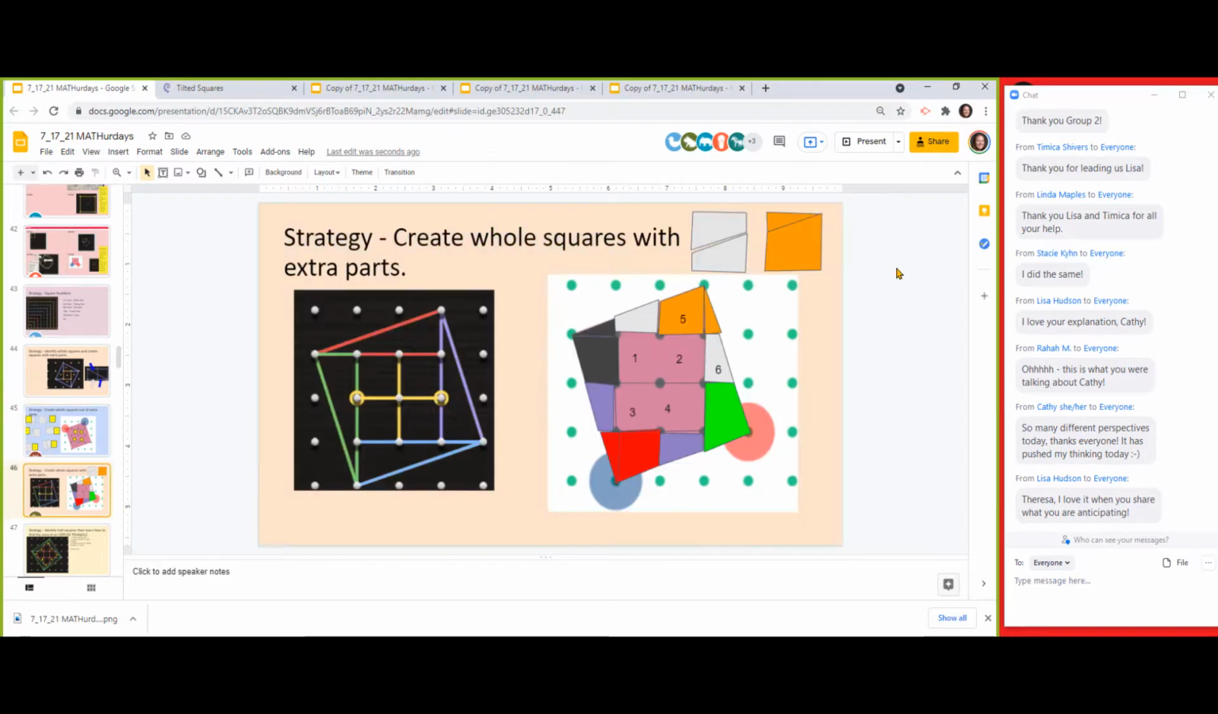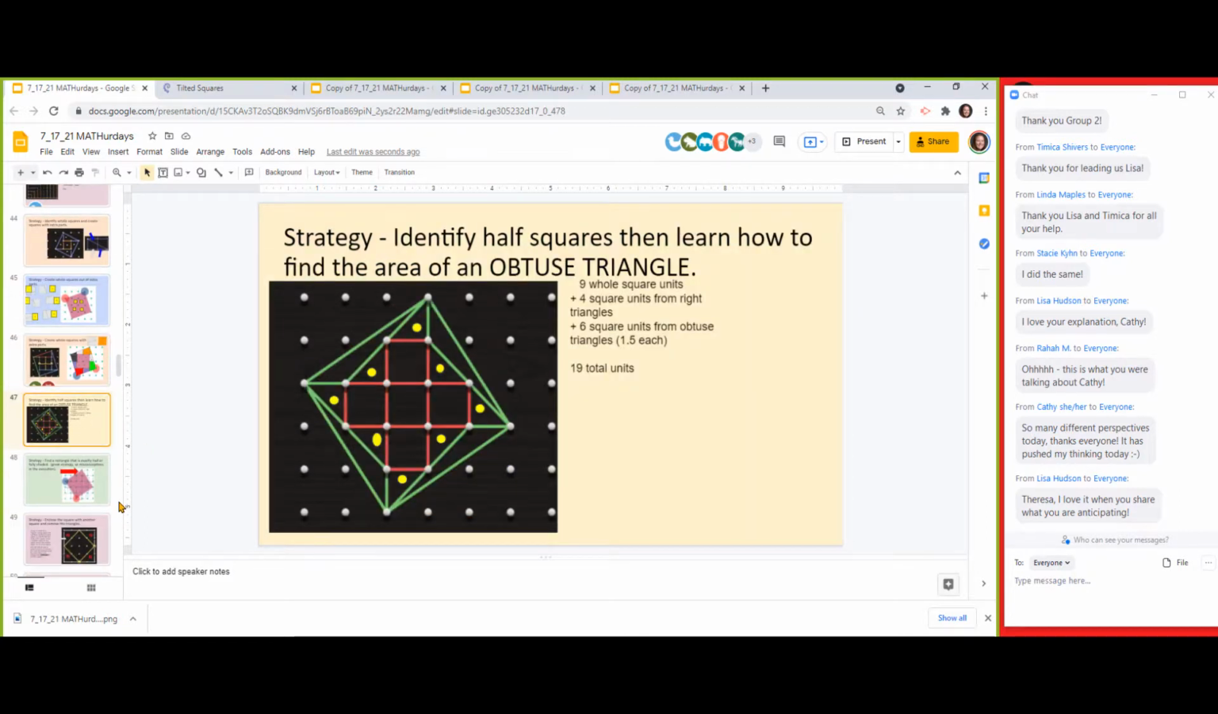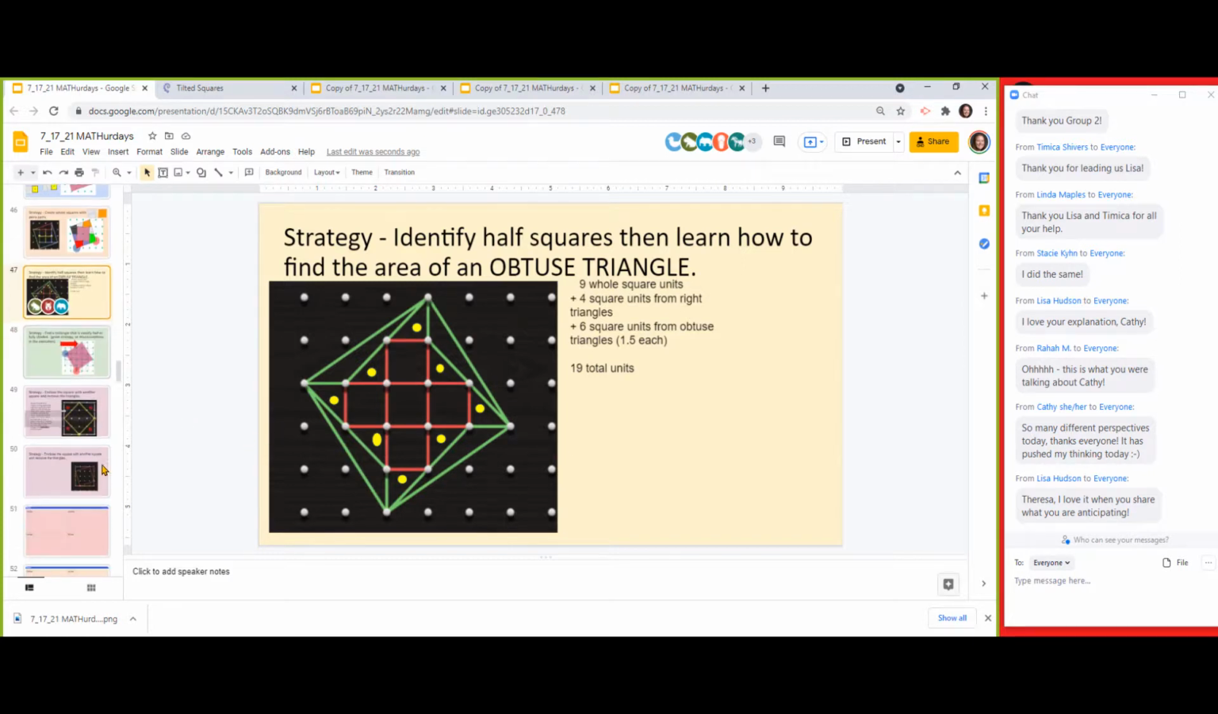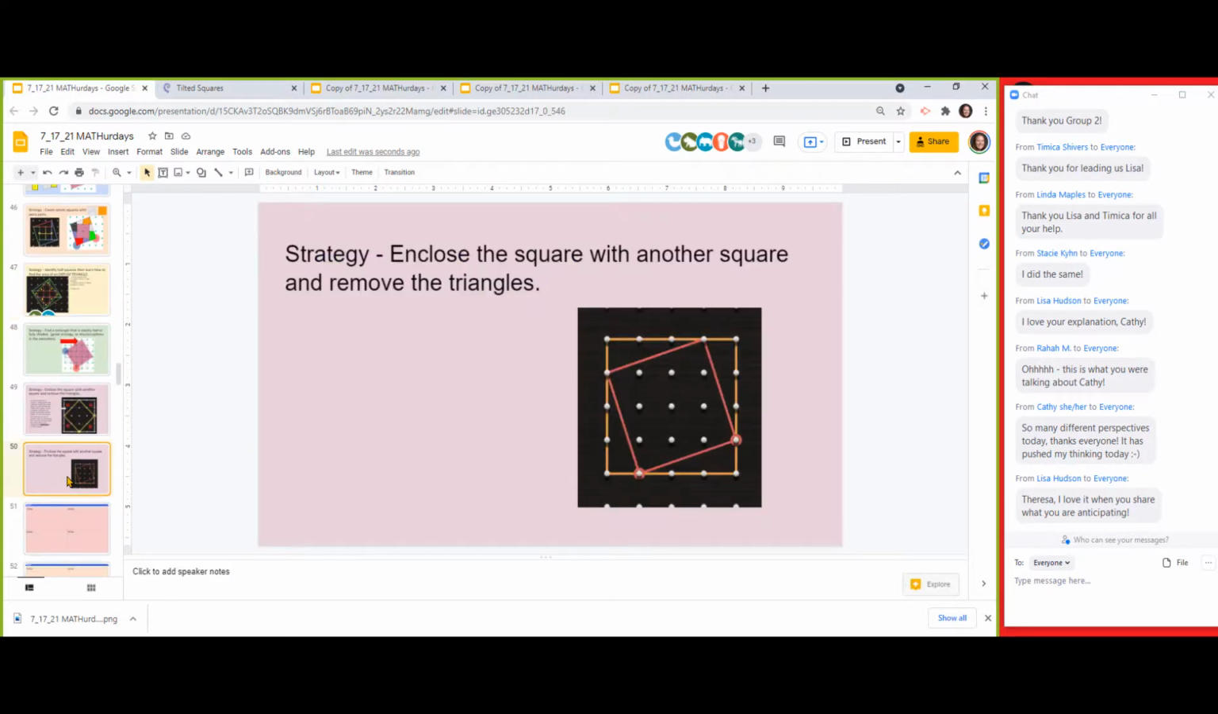And on 46, they did the same thing, but they found that there were 2 equal halfy bits and they were on 4 sides. So they were able to make more of a generalization. On slide 47, we do bring up the obtuse triangles and ways to see them, again, visually. This is very elementary based here. And that brings us all the way to slide 50, where we can enclose a square with another square and then remove out those triangles.